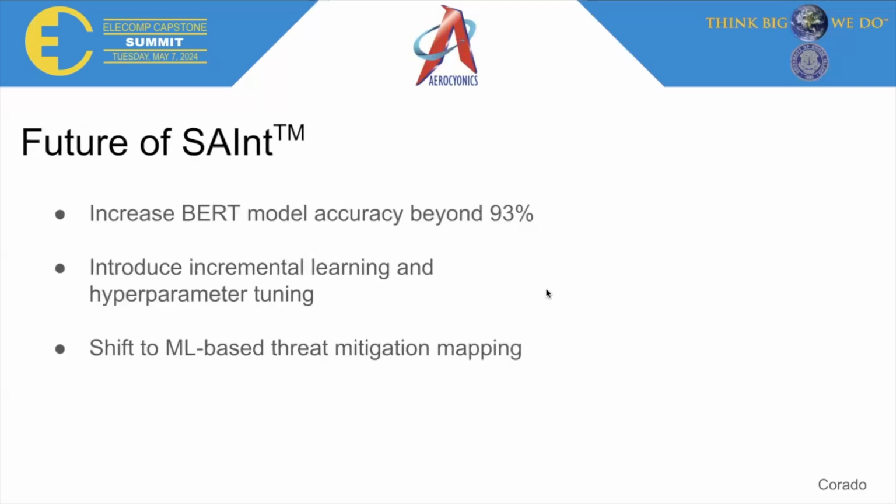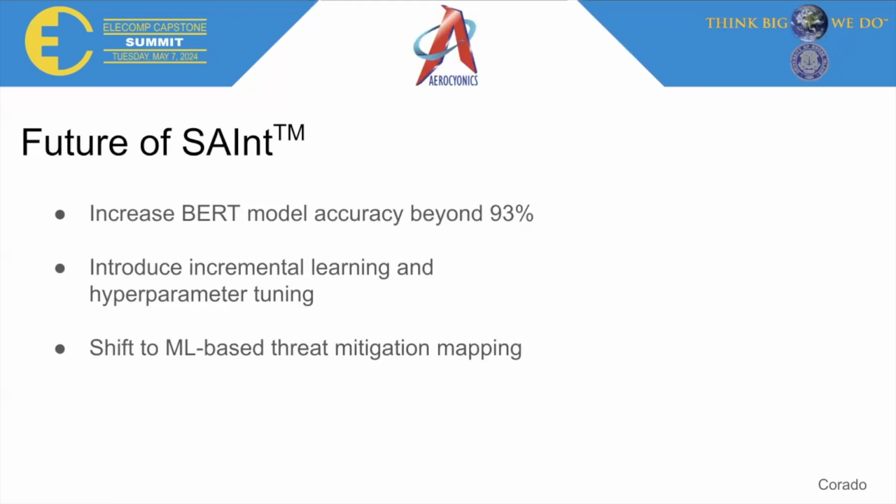As for the future of Saint, Kyle and I believe the most important thing is to increase the BERT model accuracy beyond 93% to get it closer to 99%, just so that the more information is shown to the model, the less likely it is to be inaccurate. We'd also like to introduce incremental learning and hyperparameter tuning.